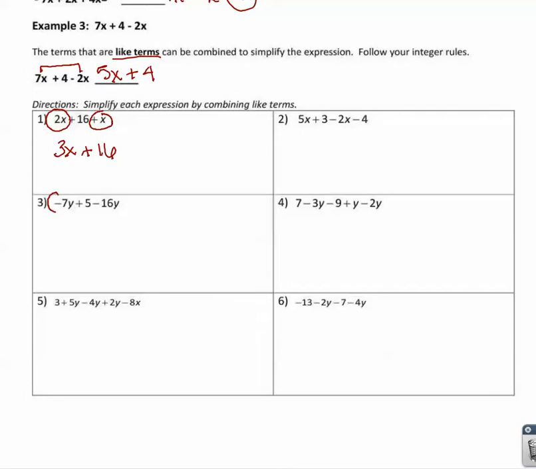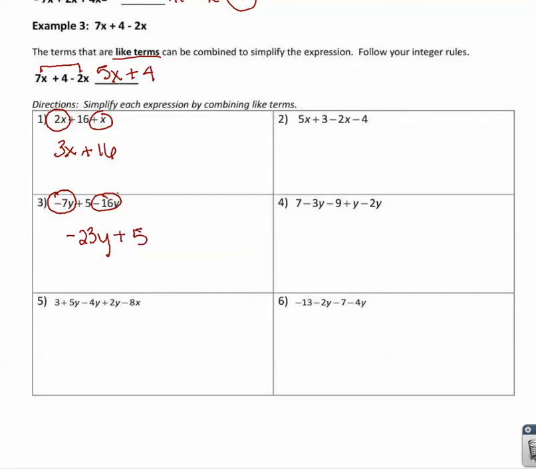My like terms in number 3 are a negative 7y and a negative 16y. These are both negative, so same signs, you add, keep the sign. So I'm going to have negative 23y and bring down my plus 5.